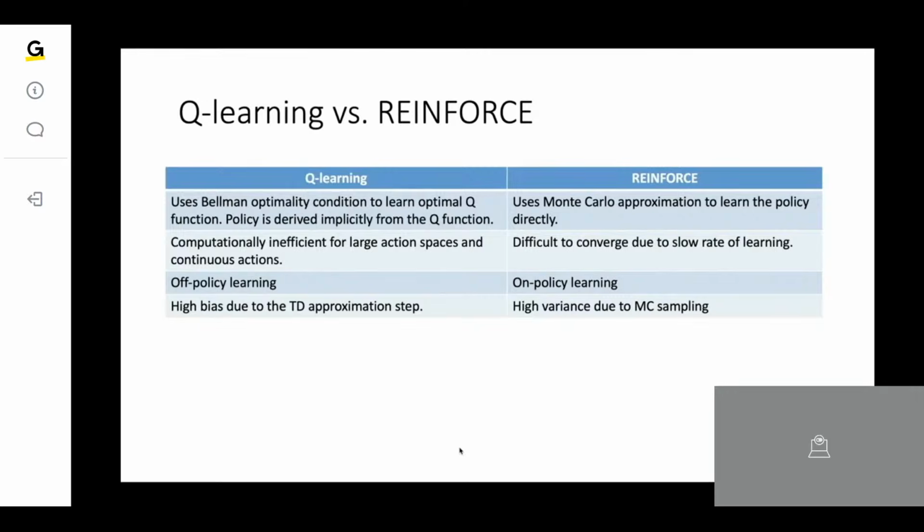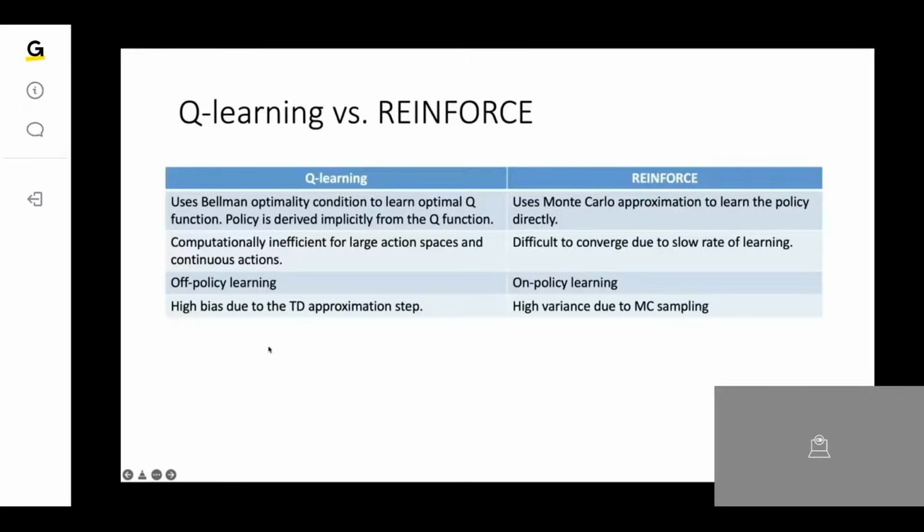Now, if your action space is large and potentially continuous, then it will become difficult for Q learning, because you have to compute an argmax over the value function. In reinforce or in policy-based methods, since you are learning the policy directly, even if your action space is continuous, you can still calculate the gradient with respect to the action as well.